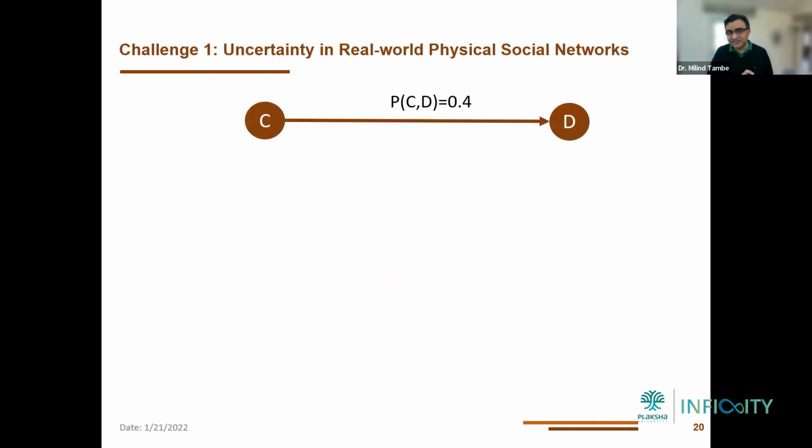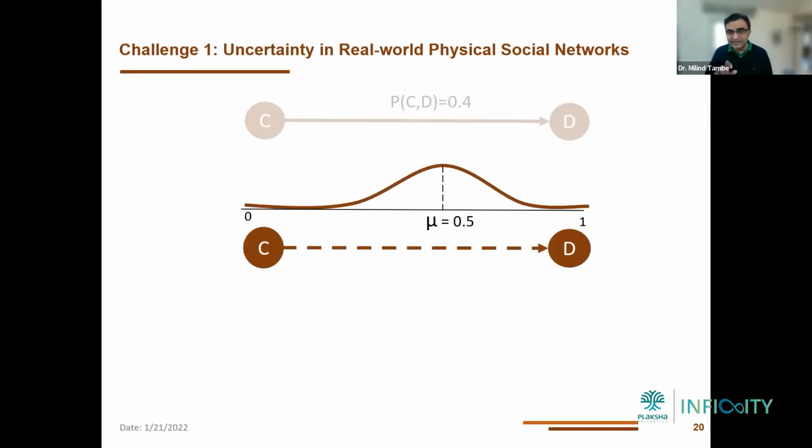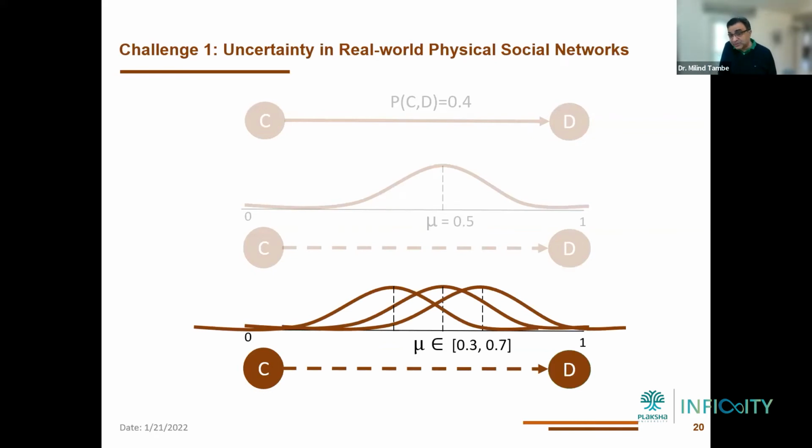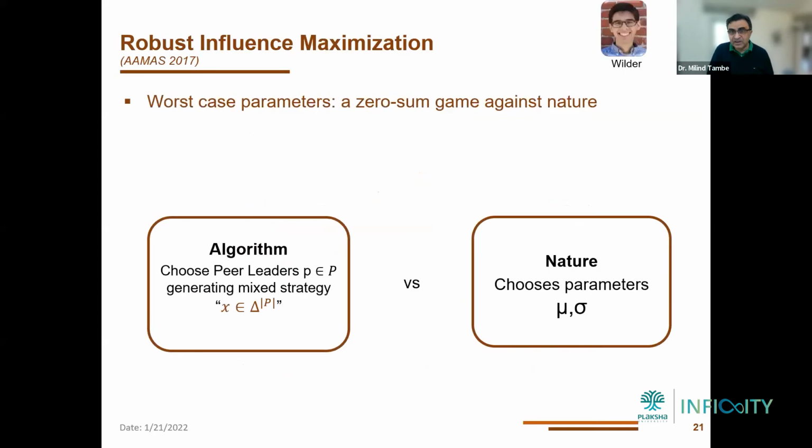So previous algorithms have assumed that if there's a youth C who's informed about HIV prevention, their adjacent youth D will be informed with a probability of 0.4 that is known. In reality, we may not know this probability. We may sample it from some distribution. We may not know the mean of this distribution, so we assume that the mean lies within some interval. So now we have this problem of robust influence maximization: how to spread influence when we don't even know the transition probability. We do this by casting it as a game against nature.